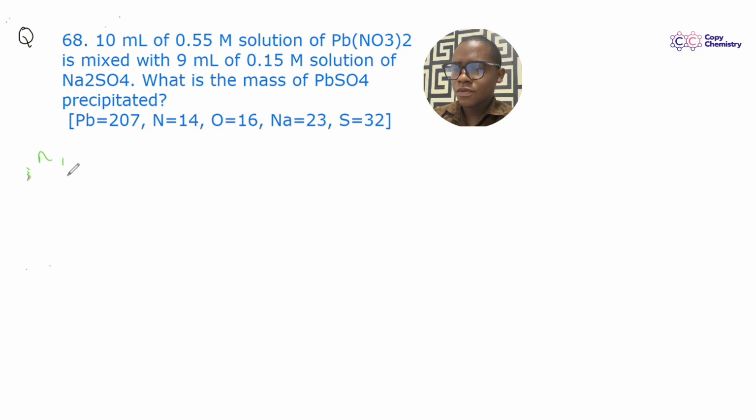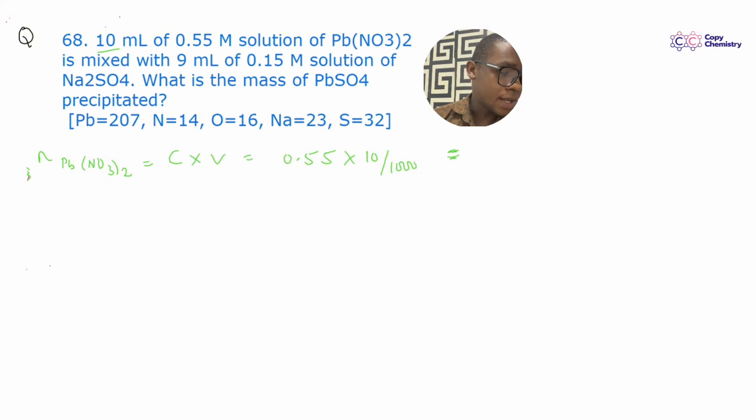So number of moles of Pb(NO3)2 would be concentration multiplied by volume. So that would be 0.55, that's the concentration, and I'm multiplying it by the volume I have there, which is 10 ml. But I'm not just using 10. I have to divide that by 1,000. Tell me why in the comments. Why am I dividing that by 1,000? Alright, so when I do that, I would have 0.0055, I believe, in moles.